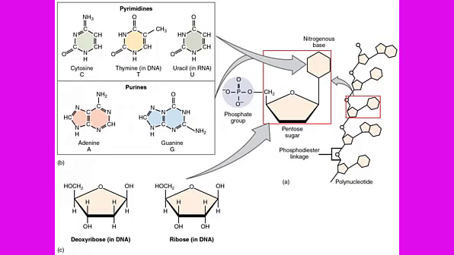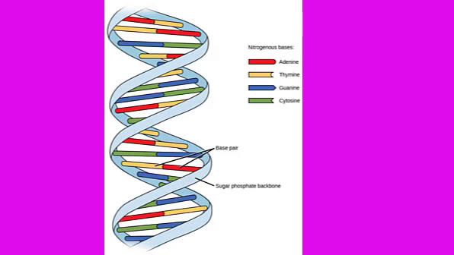In figure A, the building blocks of nucleotides are one or more phosphate groups, a pentose sugar, and a nitrogen-containing base. And in figure B, the nitrogen-containing bases of nucleotides, and in figure C, the 2 pentose sugars of DNA and RNA.